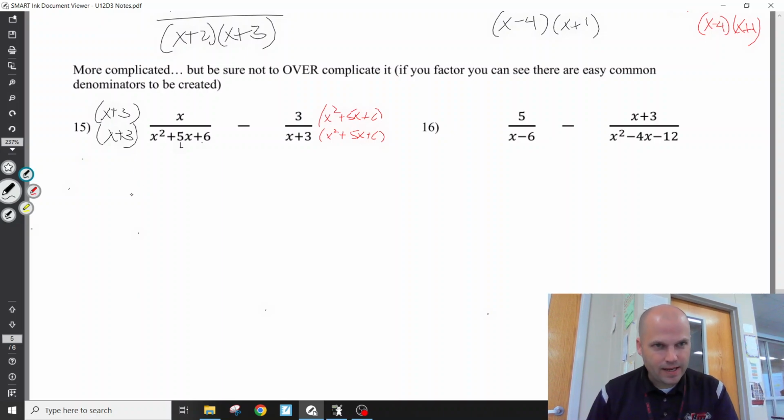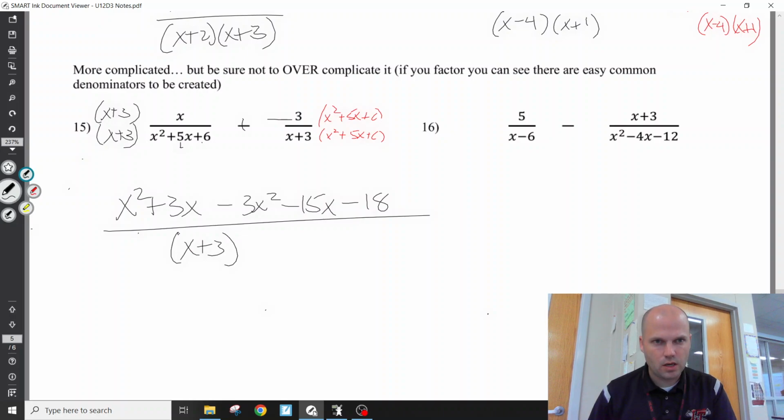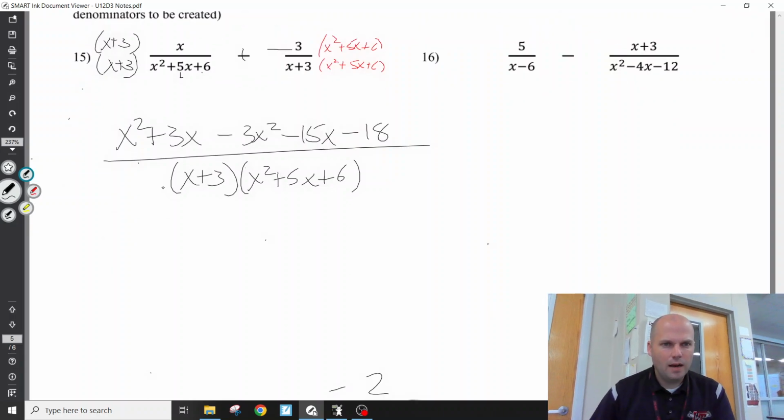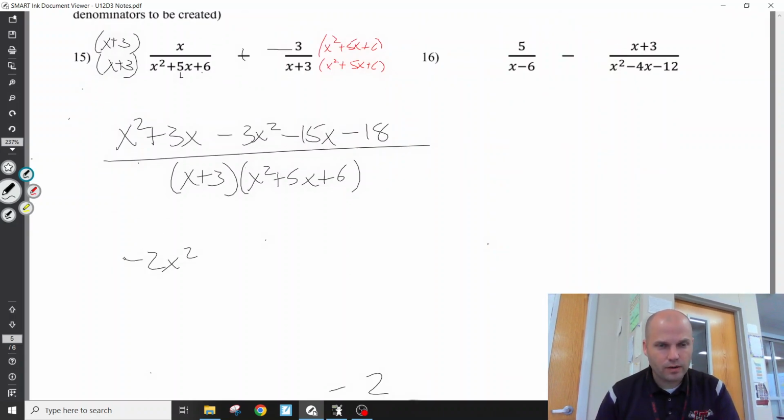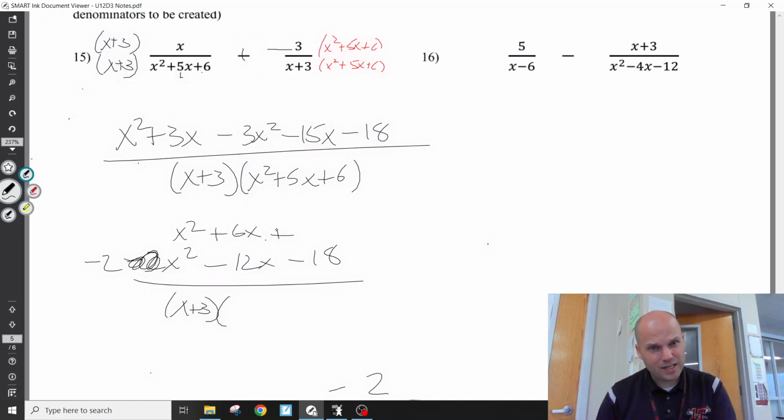All right. I get x squared plus 3x minus 3x squared minus 15x. I'm distributing this negative, minus 18. This is over the common denominator, x plus 3 times x squared plus 5x plus 6. All right. I got negative 2x squared, negative 12x's, and negative 18. I'll tell you, you're going to get the right answer, but it's tricky. To factor out a negative 2, this turns into x squared plus 6x plus 9.